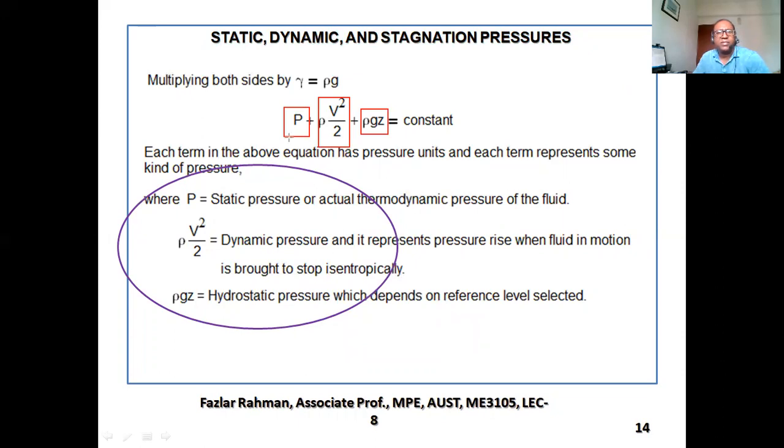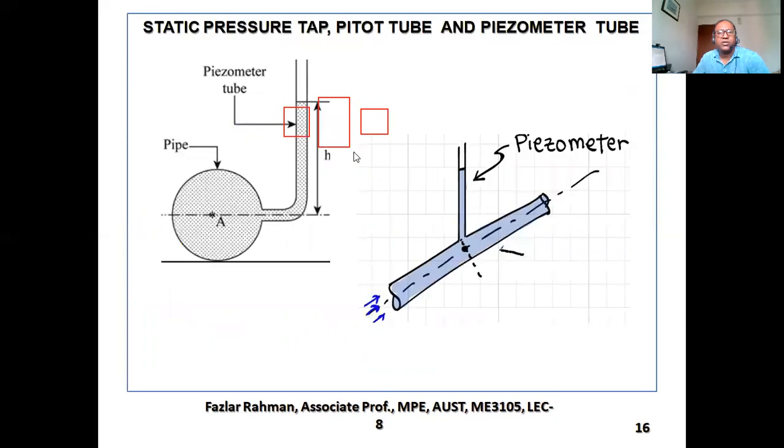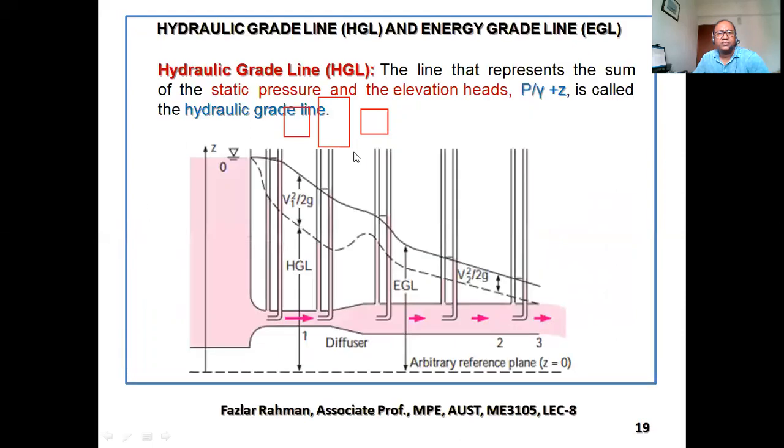And you see P and rho G Z, which are related to pressure, that is called the hydraulic gradient line. So let's show you our hydraulic grade line. There are two lines. Number one, HGL is called the hydraulic grade line. It represents the summation of P by gamma and Z.